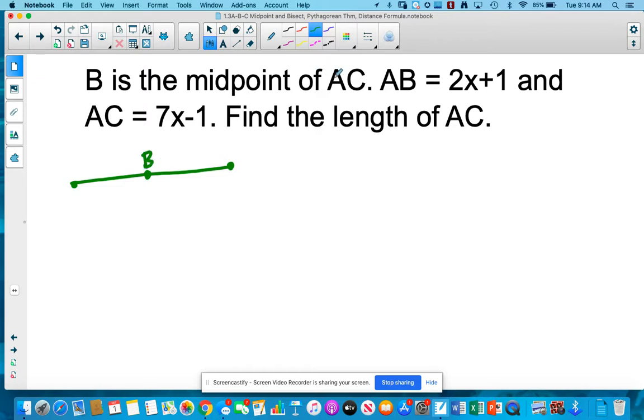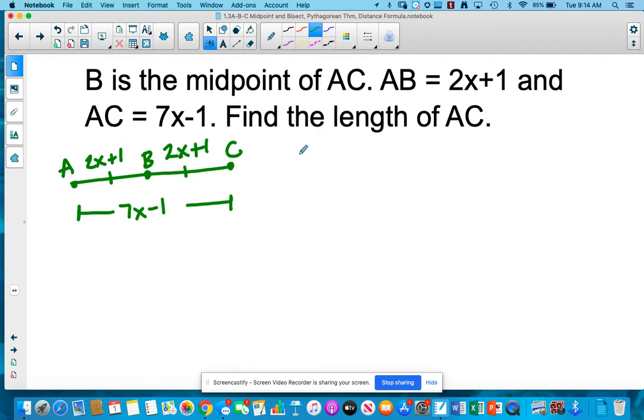So B is the midpoint of AC. So A and C have to be on the outside. So now let's plug in what I know. AB is 2x plus 1. And I know AC, the entire length, is 7x minus 1. And it also tells me B is the midpoint. So I know AB is congruent to BC. So I can also say BC is 2x plus 1 because we have part plus part equals that whole amount.